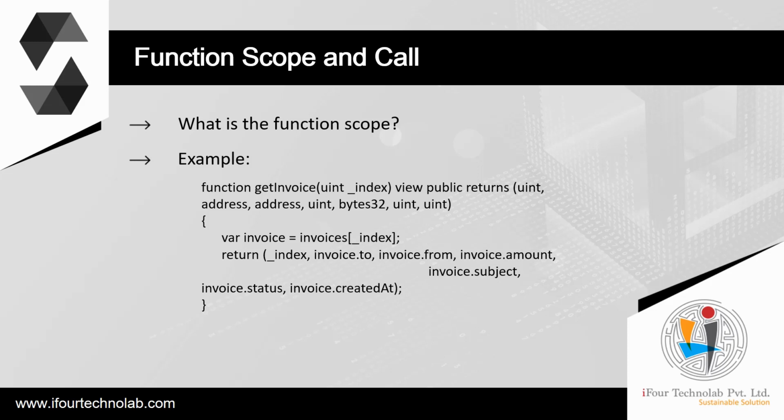Example. Here, in the example provided, we are using public as a scope, so this function can be called within a contract as well as outside of this contract. The public can be replaced with internal or external to avail of the related benefits.